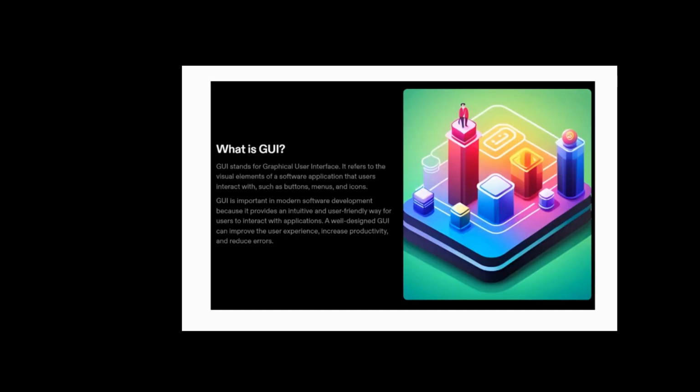Coming to what is GUI? GUI stands for the Graphical User Interface. It refers to the visual elements of a software application that users interact with, such as buttons, menus, and the icons. GUI is important in modern software development because it provides an intuitive and user friendly way for users to interact with applications. A well designed GUI can improve the user experience, increase the productivity, and reduce the errors.